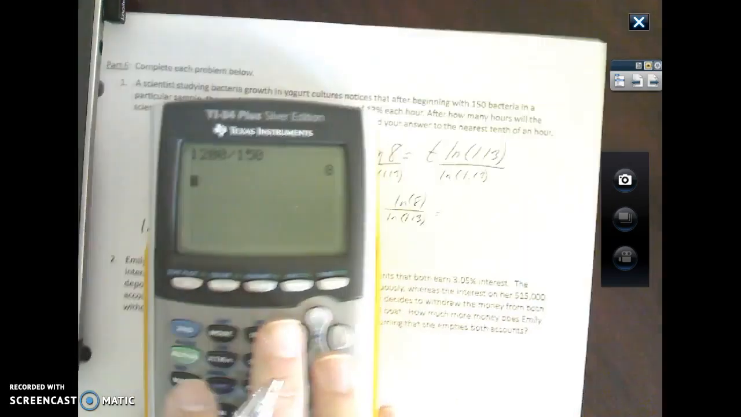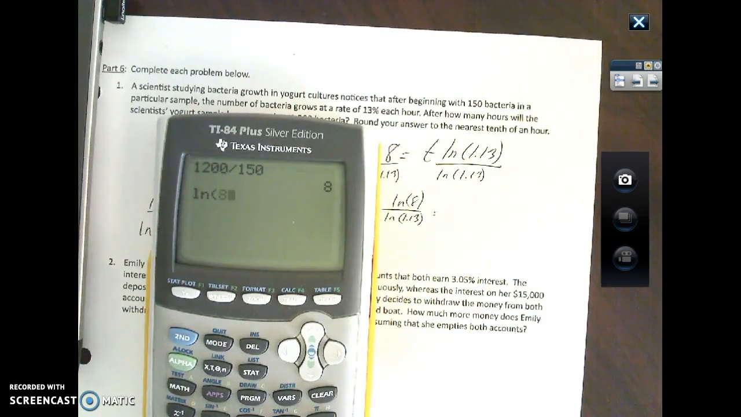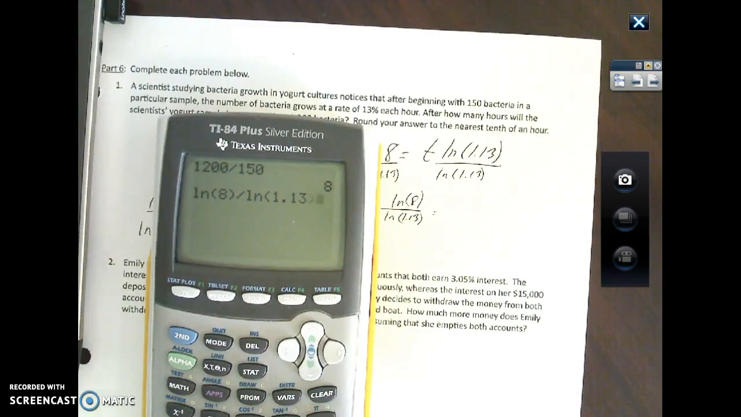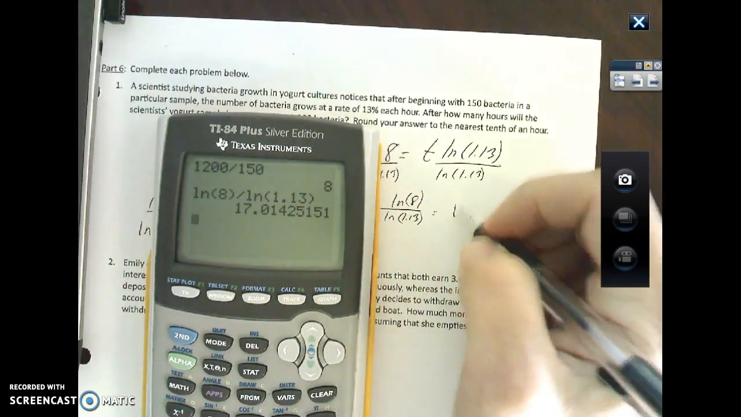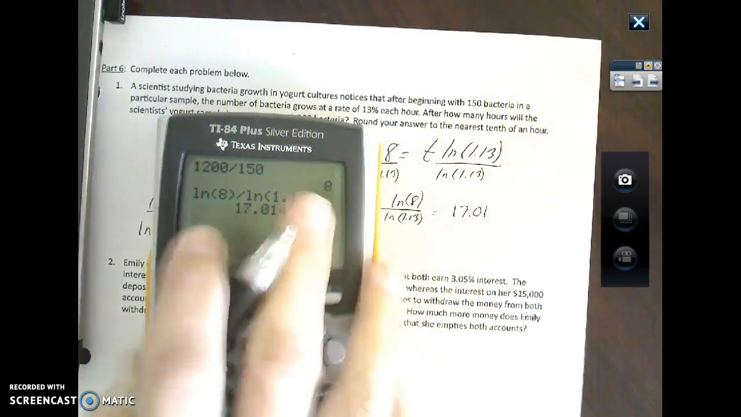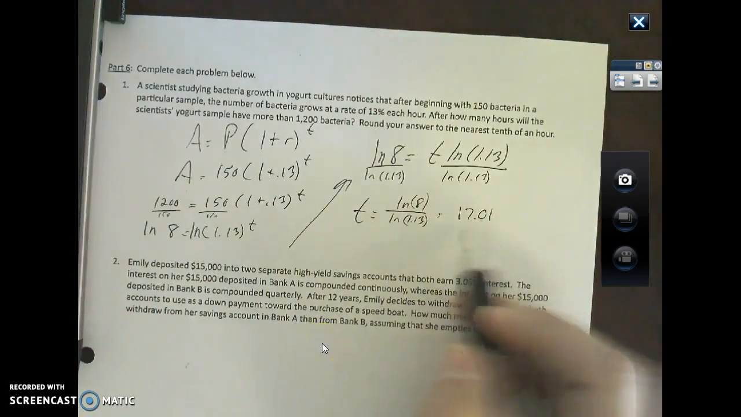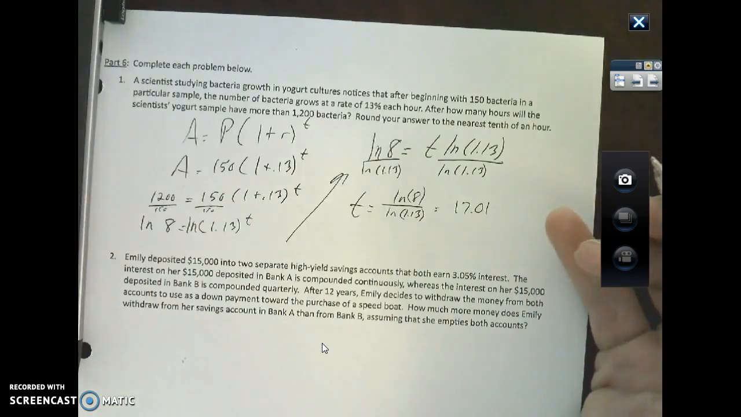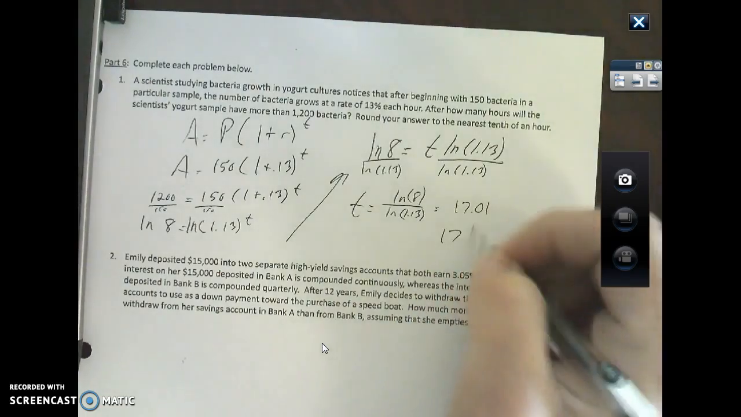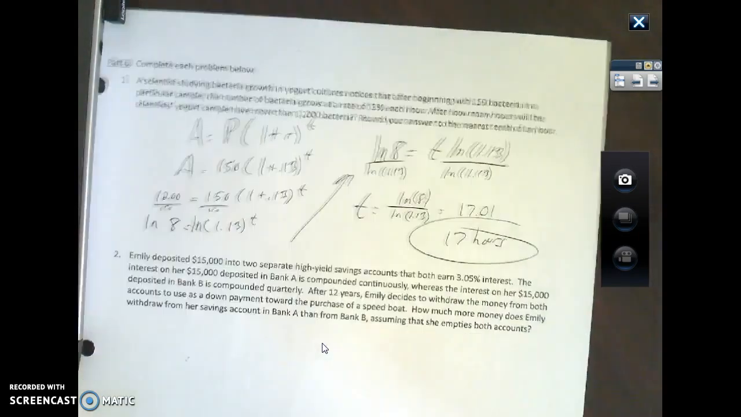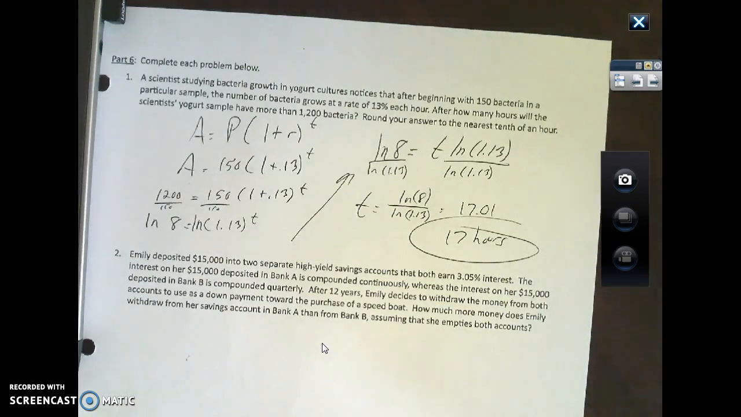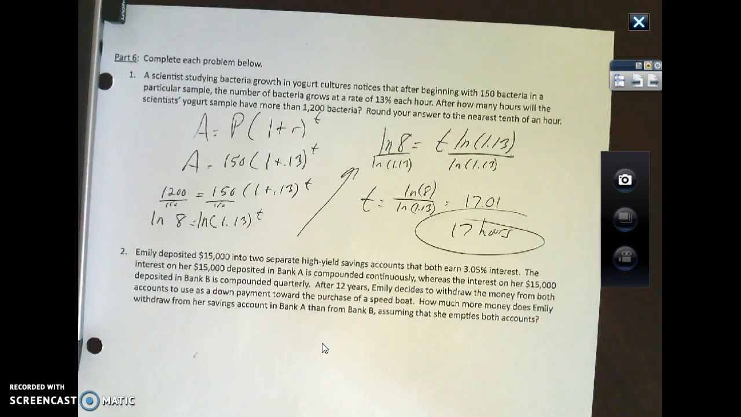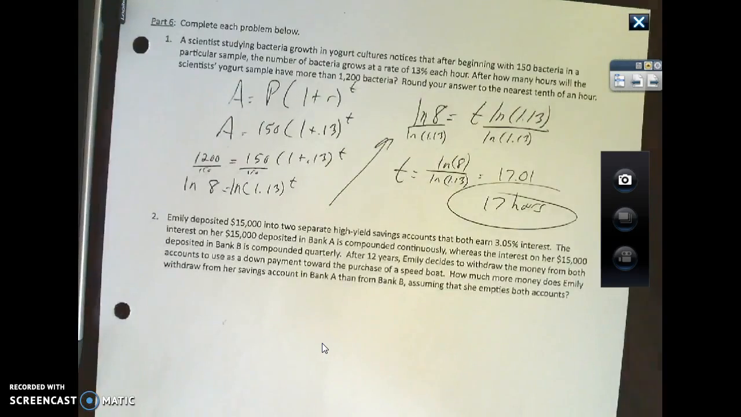How does that look in the calculator? So natural log of 8 divided by natural log 1.13. I get 17.01. Okay, it says around there is tenth. Well, basically you want more than 1,200, so 17, what is that? 17 hours? Okay, you're all good. 17 hours, you're going to get around 1,200 and then go over it. Okay? Cool.